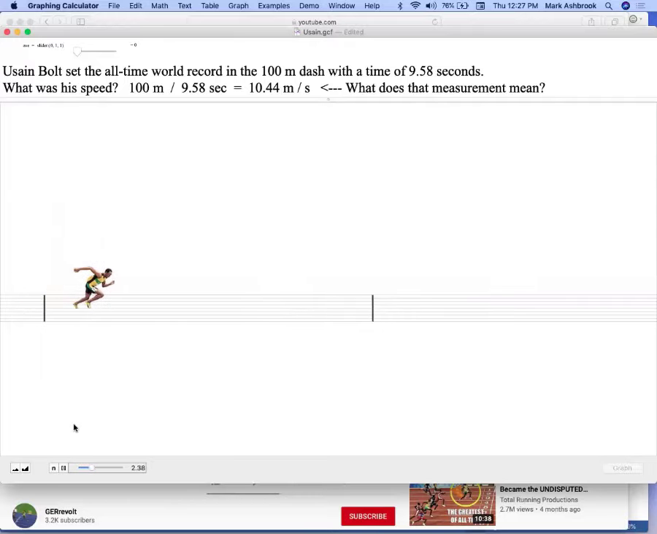Constant speed, he would have to travel the same distance in that period of time. She said it's the constant speed that he would have to travel to go the same distance in the same amount of time.